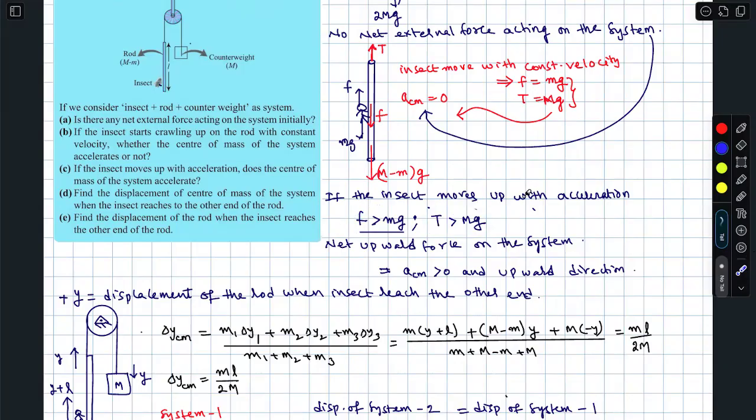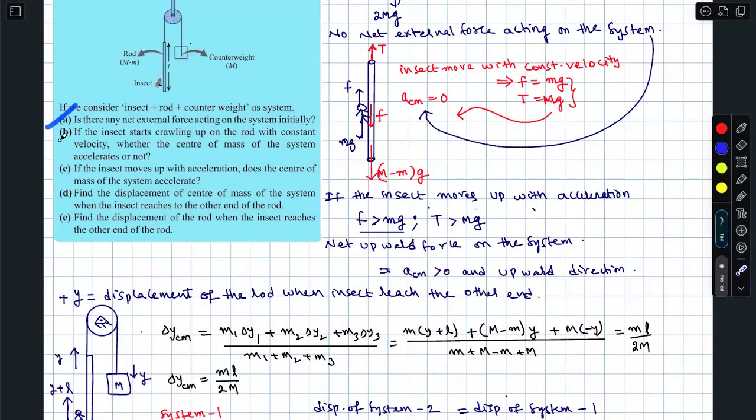F greater than mg means T will be greater than mg. So as a whole, the system is now experiencing a net upward force. Therefore, as a whole, the system will have acceleration. As a whole, the system will have a net upward force, so upward acceleration. The center of mass will now have an acceleration, that too in the upward direction.